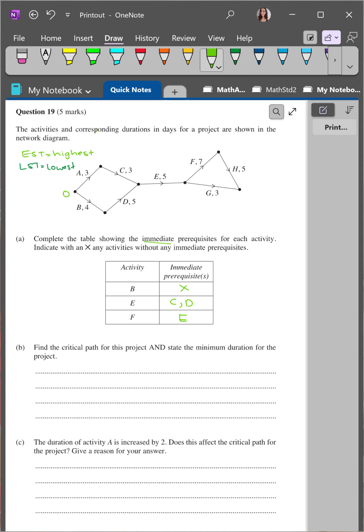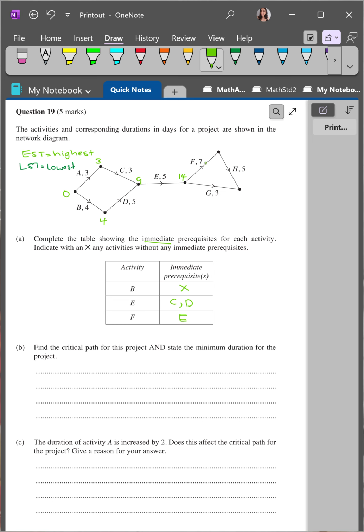So at the beginning we start with 0, we'll go up A and this node is going to be 3. Let's go down B, this node is going to be 4. Now if we go down C from A, we add 3 because the activity time of C is 3. So this could potentially be 6. Now, if we go down B and then up D, 4 plus 5 equals 9. So if EST is looking for the highest, then the EST at this node is going to be 9. Now after that we have E, which is 5, so this is 14.